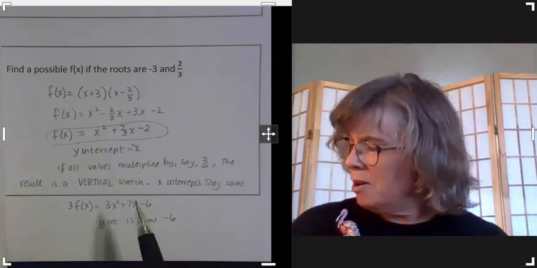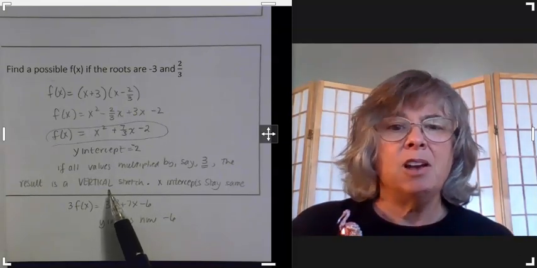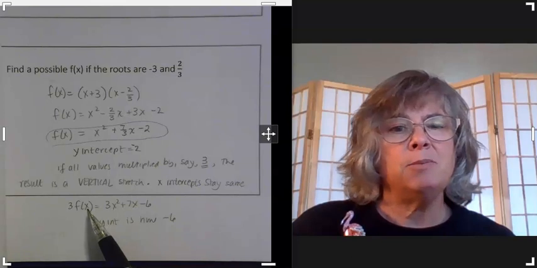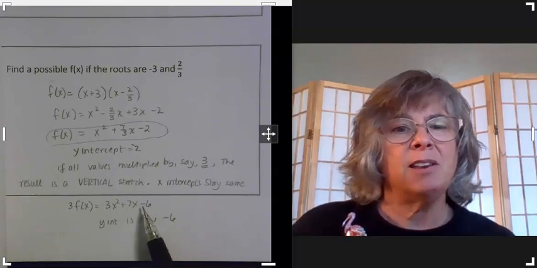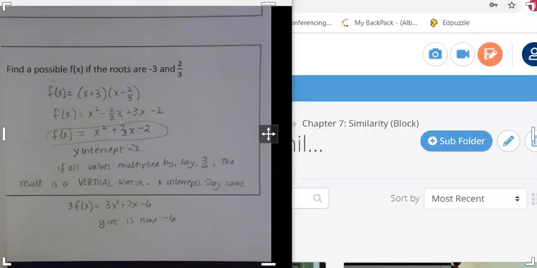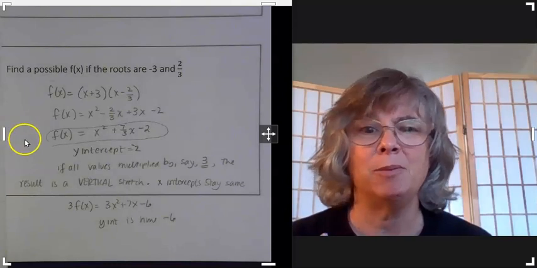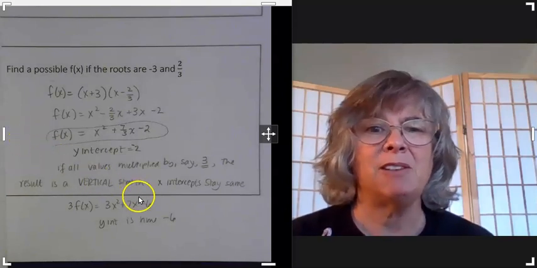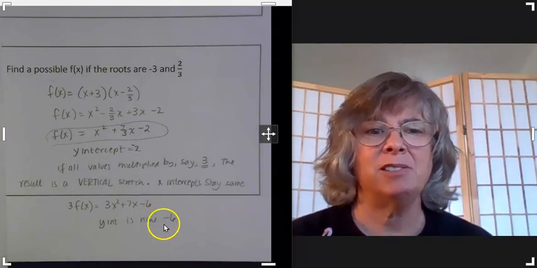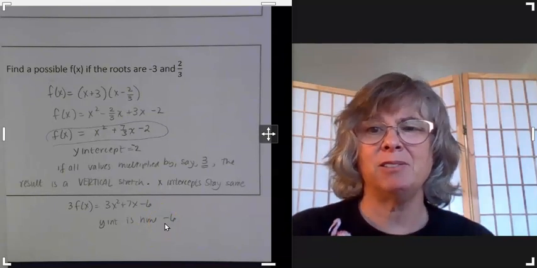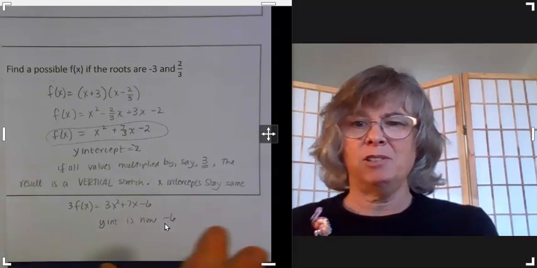So, because all that is a vertical stretch, I could take 3 times that function and get this, and the y-intercept is now -6, but the x-intercepts stay the same. I don't know what happened to me there, but I disappeared. But you can see that vertical stretch. The x-intercepts stay the same. So the y-intercept is now -6 because I did stretch it. So from -2 to -6.